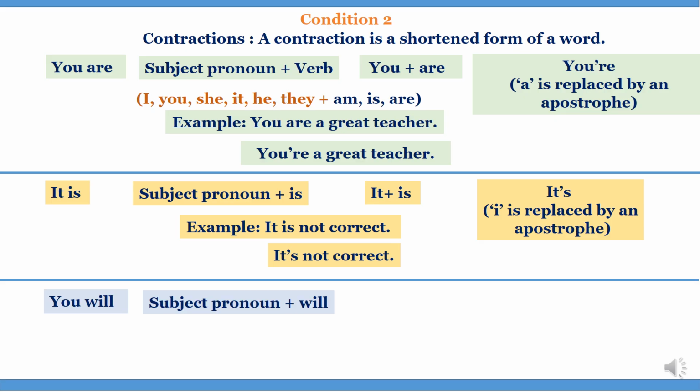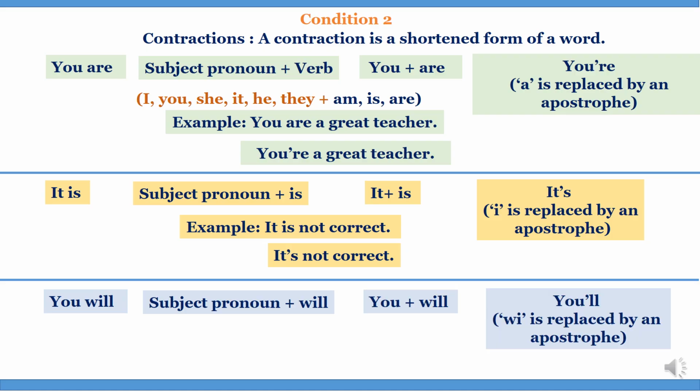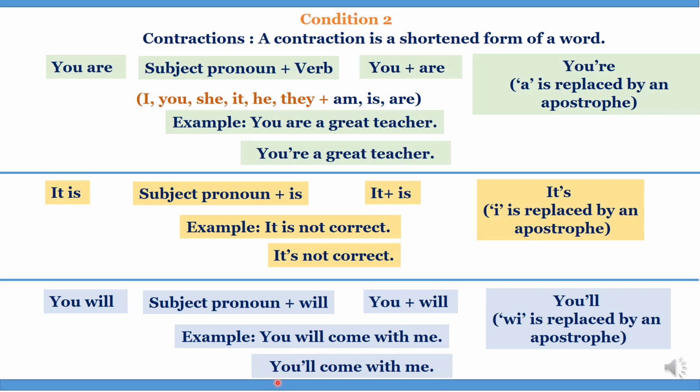Third example, you will. Now, you will is a combination of a subject pronoun and will. It is you plus will. Here, after contraction, it becomes you'll. That is, W and I are being replaced by an apostrophe. Example, you will come with me. This is before contraction. After contraction, it becomes you'll come with me, where the letters W and I are being replaced by an apostrophe.